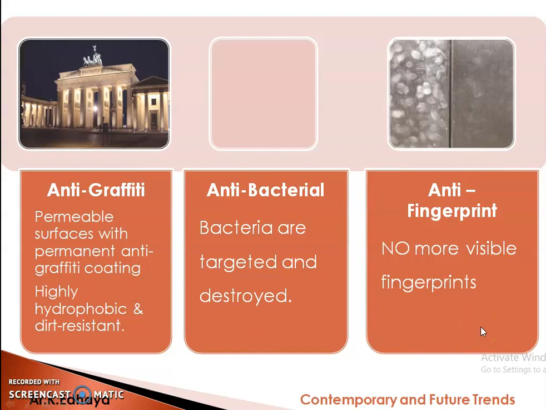So next is anti-fingerprints. Again, wherever we use glass, wherever you have ceramics, fingerprints are a very problematic thing, especially on doors, handles, in steels, everywhere. Here, these anti-fingerprint coatings are going to completely remove all the prints. It means you cannot see any visible fingerprints directly.